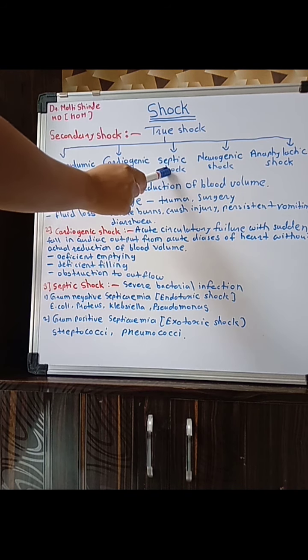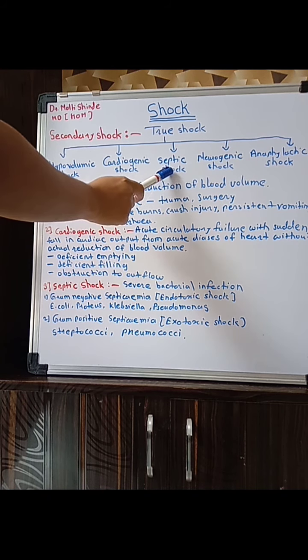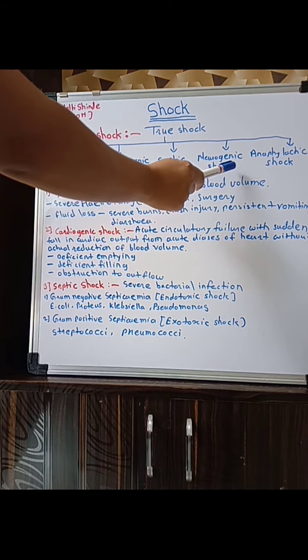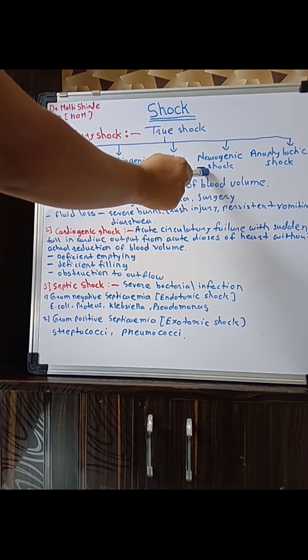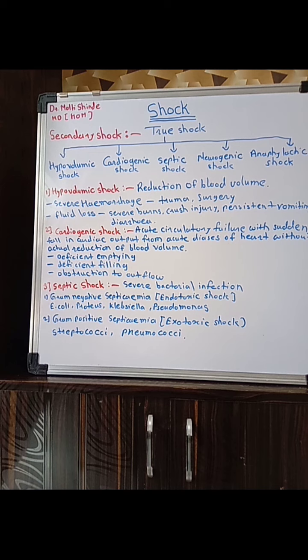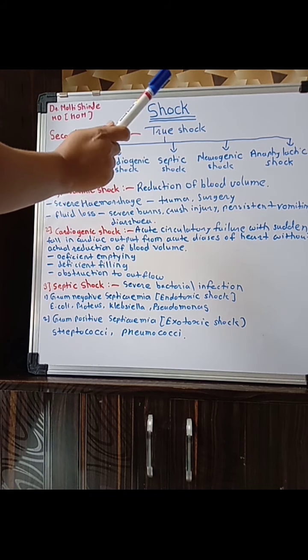Mainly there are three types of shock: first hypovolemic shock, second cardiogenic shock, third septic shock. But there are two more special types of shock, neurogenic shock and anaphylactic shock. In this we are going to see the three types of shock: hypovolemic, cardiogenic and septic shock.